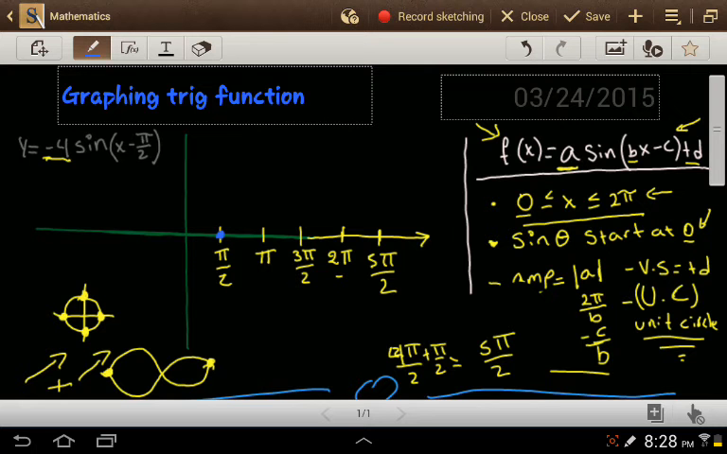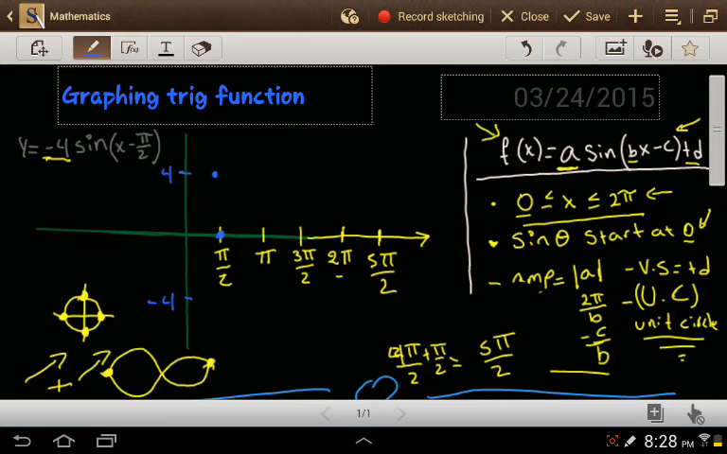Okay, so we're going to start at pi over 2. Pi over 2 is the phase shift. And that phase shift means that's the point that you're going to start drawing. That's exactly what phase shift means. And what is the amplitude? The amplitude is 4. So let's do 4 up here. It's going to go up 4, and it's going to go down minus 4. Right?